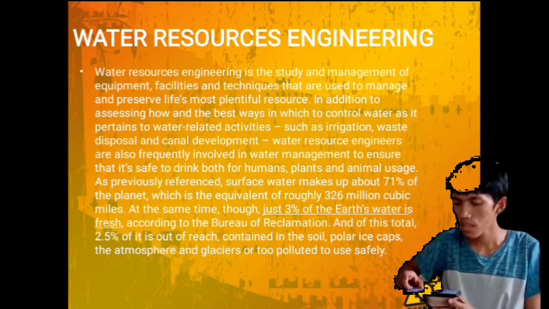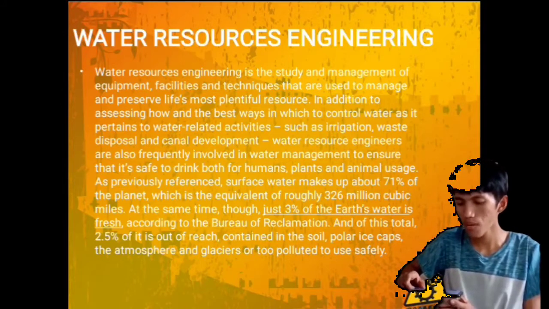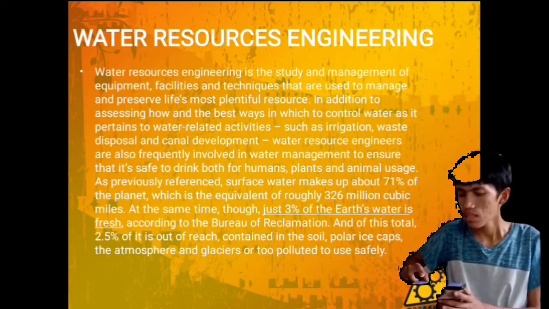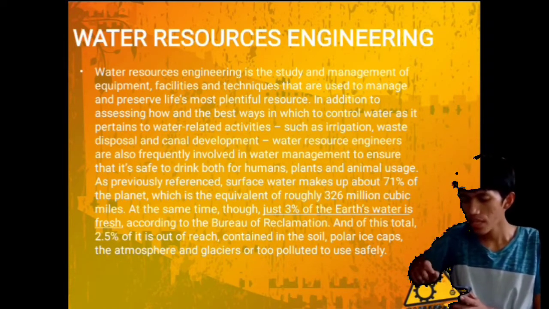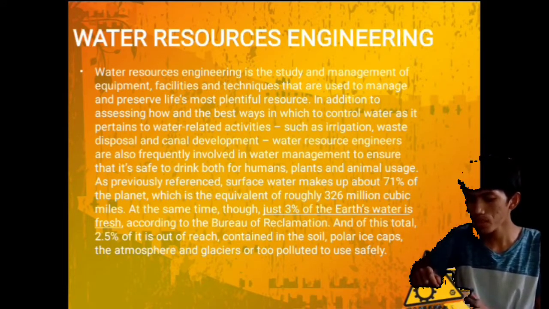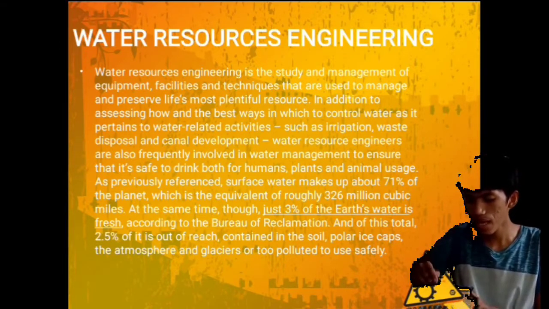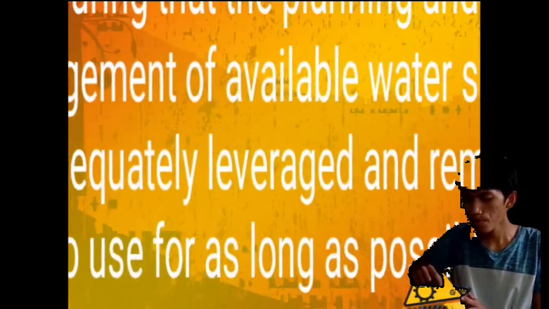As previously referenced, surface water makes up about 71% of the planet, which is the equivalent of roughly 326 million cubic miles. At the same time, not all of the earth's water is fresh, according to the Bureau of Reclamation. And of this total, 2.5% is out of reach, contained in the soil, polar ice caps, the atmosphere, and glaciers, or too late to use safely.